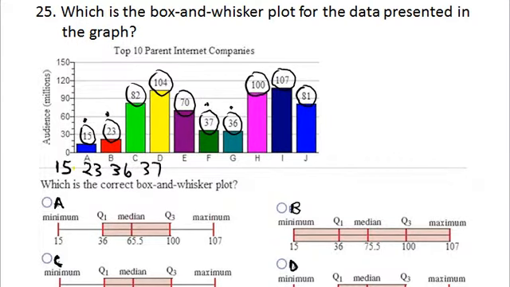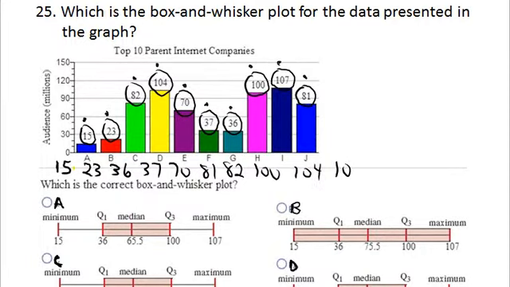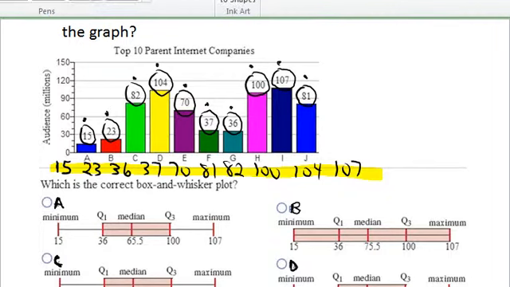Then it jumps all the way to 70, then to 81 and 82, then jumps to 100, 104, and finally 107. So I've taken those 10 numbers, pulled them off the graph, and put them in order. So the thing to notice here is, at this point, you can forget the graph itself. You're simply looking at those 10 numbers.